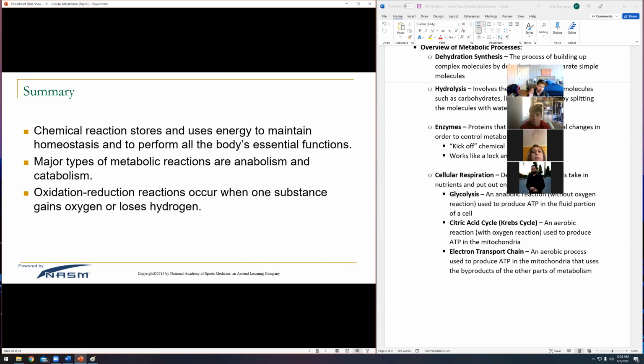Because here's the thing. There are different types of energy that you are going to need. You know what's really great about glycolysis? It produces very little energy, but it produces it super fast. The other stuff produces a lot of energy, but it produces it really slowly.